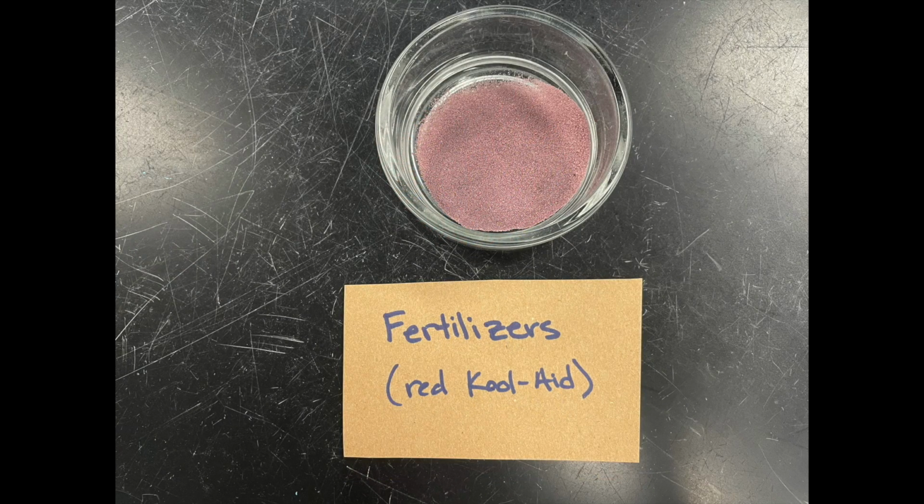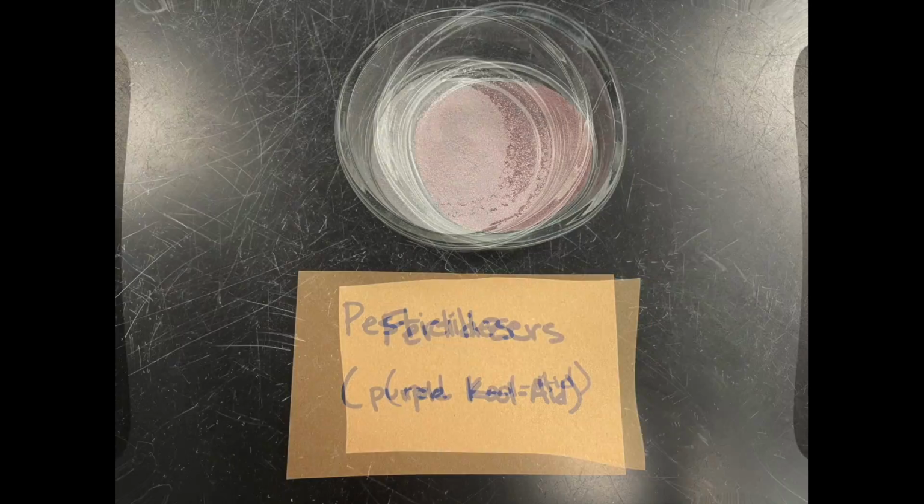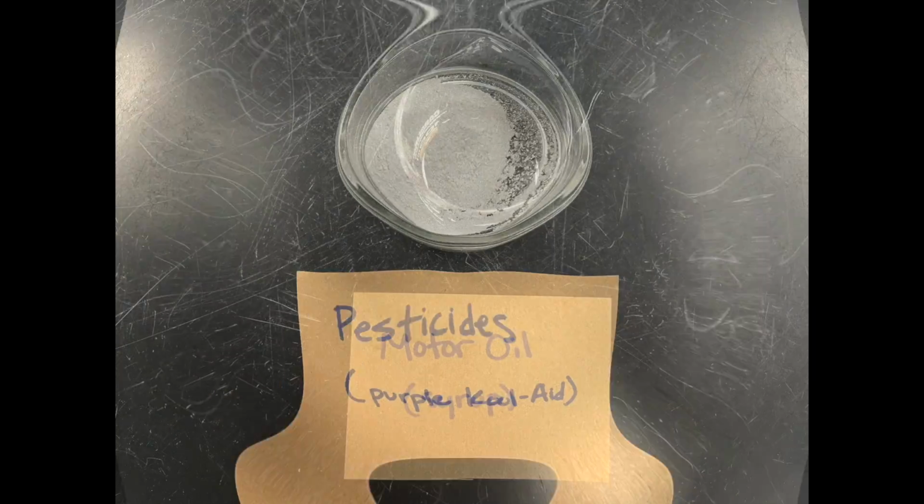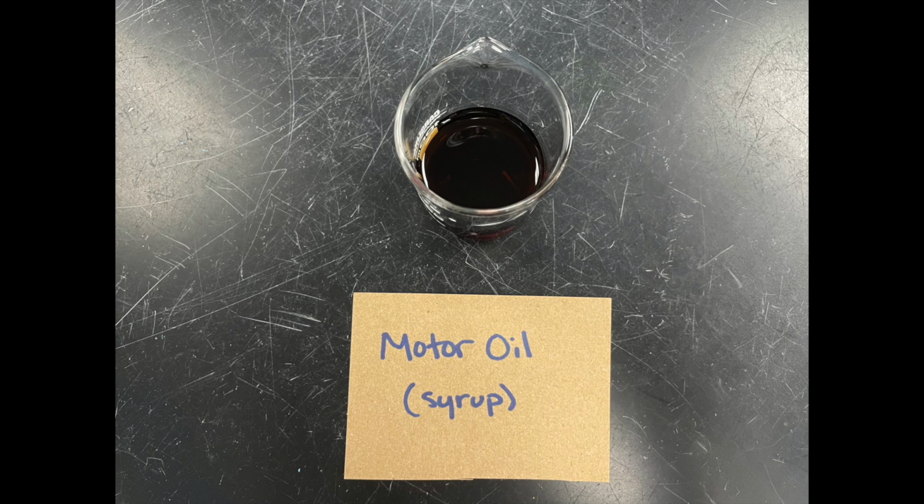Fertilizers are represented by our red Kool-Aid. People will put fertilizers on their crops, vegetables, flowers, or lawns to help them flourish. Fertilizers contain a lot of nutrients like nitrogen and phosphorus, which are necessary for plant growth, but can have negative effects if there's too much of them in our waterways. Our pesticides are represented by our purple Kool-Aid. Pesticides are chemicals people will use on their crops or lawns to prevent insects and pests from harming their plants. And finally, we have motor oil, which is represented by maple syrup. Motor oil can leak from cars and wash down into storm drains and eventually into our waterways.